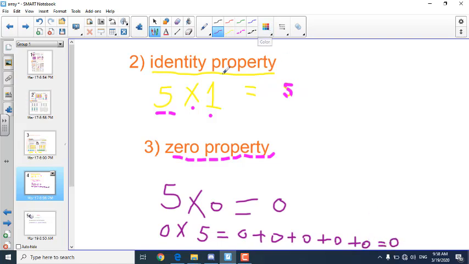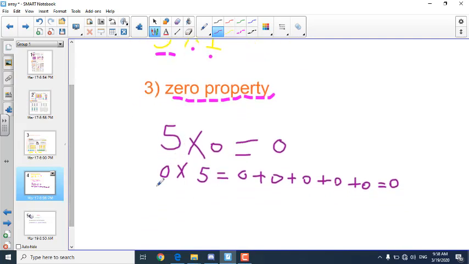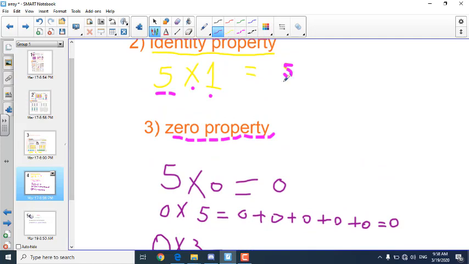Okay, if I repeated 0 times any number, for example 3, so I will repeat it 0 3 times, so the result is 0 also. So 0 times any number equals 0, but any number multiplied by 1 equals the same number, or 1 multiplied by any number, for example 6, it will be the same number.